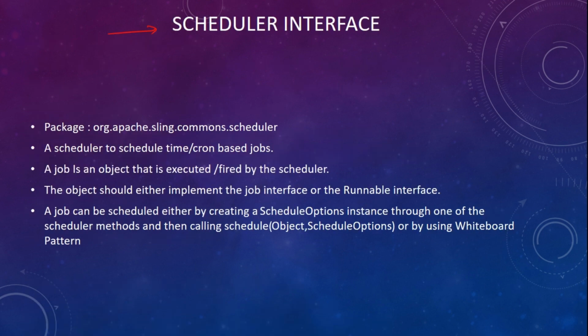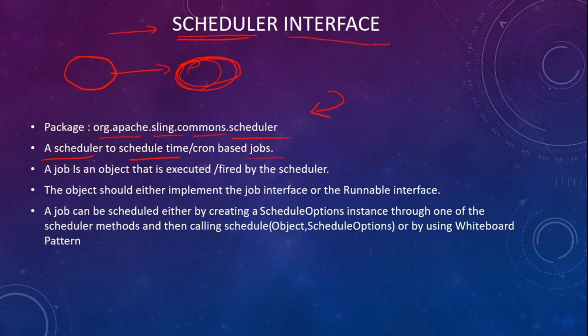Now we are discussing this, but before that, here we have the Scheduler interface. First of all, it is stored inside this package, org.apache.sling.commons.scheduler. This scheduler is responsible to schedule and unschedule your task, like this task that you now want to execute on this specific day. So who is responsible to execute this task on this specific date? This interface. It says it is the scheduler to schedule time and cron based jobs.